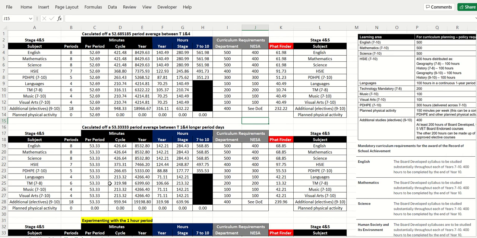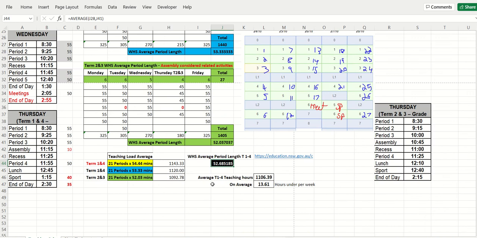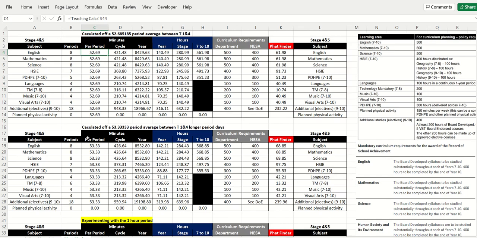On my next tab, what I've created is what I call the Phat Finder tab. Basically, I've taken our curriculum in stage 4 and 6. I've worked one off the 52 point, these are clones of each other. One's off the 52.69, which is the average, rounding up that third decimal, of periods of terms 1, 2, 3, and 4. And the second one is off our bigger period length, because I figure if someone was going to argue this, they would go, oh, we teach this much, and they'd calculate on term 1, and so that's what it does.